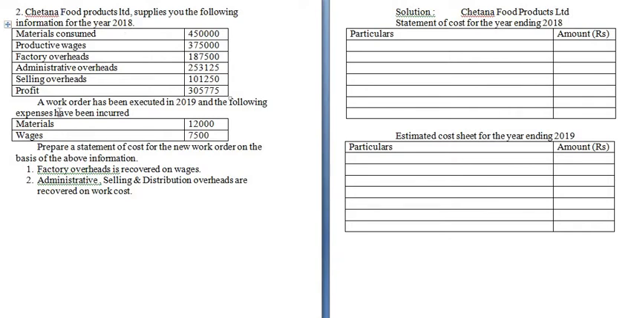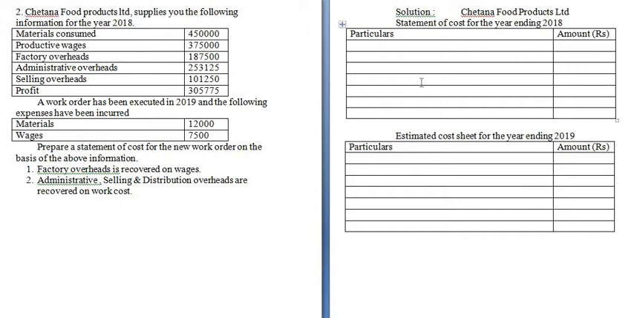Now next, a work order has been executed in 2019 and the following expenses had been incurred: materials 12,000 and wages 7,500. They have asked us to prepare a statement of cost for the new work order on the basis of the above information. First point: factory overheads is recovered on wages; administrative, selling and distribution overheads are recovered on work cost. So first we will prepare a cost sheet of 2018.